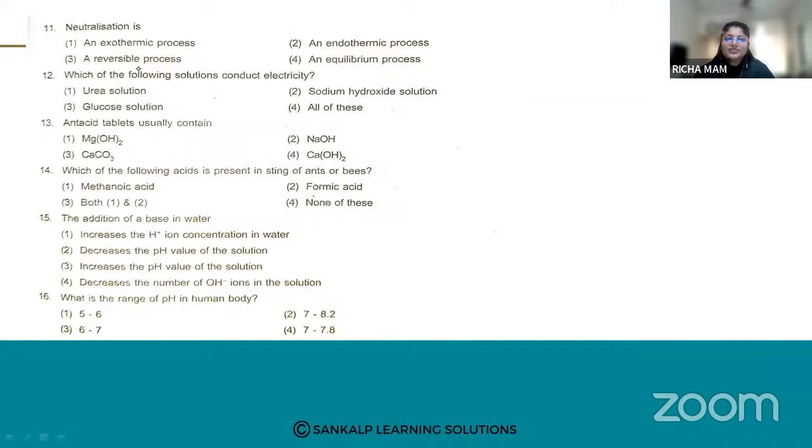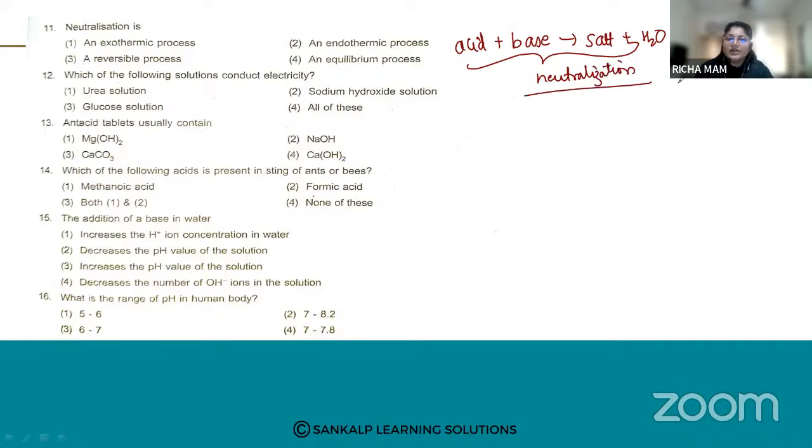Neutralization is: first one an exothermic process, second one an endothermic process, third one a reversible process, fourth one an equilibrium process. What do you mean by neutralization? I give you an example. When acid reacts with base, it will give you salt and water, and these reactions are called neutralization. So can you tell me what type of reaction it is? Exothermic, endothermic, reversible, or equilibrium.